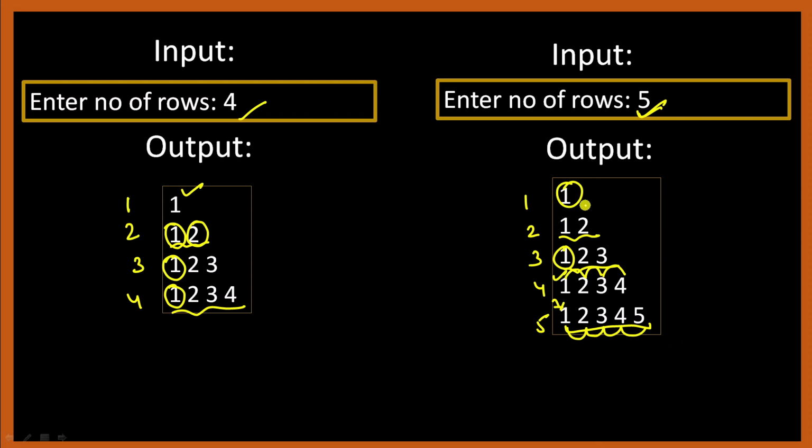So in each row, the number of digits should be equal to the row number. If we are in the third row, then 3 digits, or 3 numbers, should be printed, and the starting will be happening from 1 only. Always the first digit in a particular row should start from 1 only, and then in continuation all the digits should be printed.